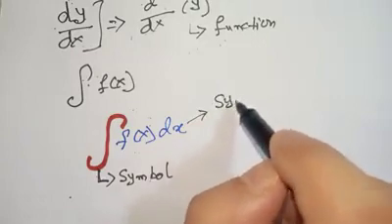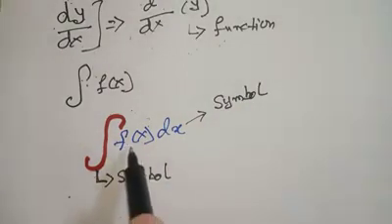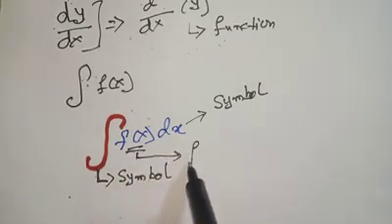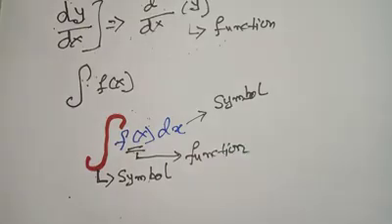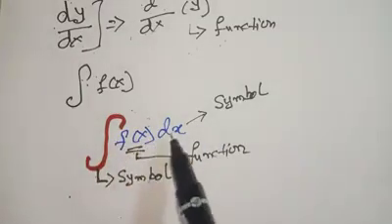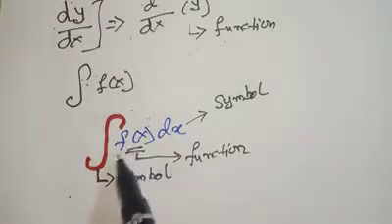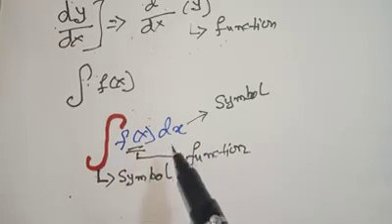This is also the symbol. I'm just trying to make you understand the notation. This one is the function, right? So this is the way in which it happens. Between these two symbols, this function gets stuck in. This is the usual way of writing the notation. So the function gets stuck between the two symbols.